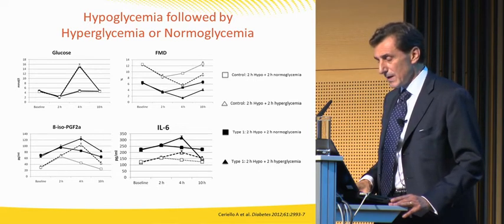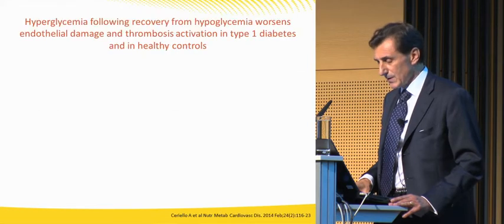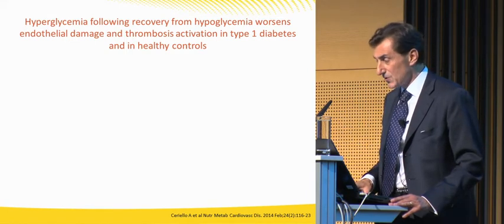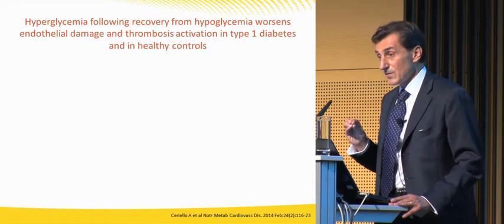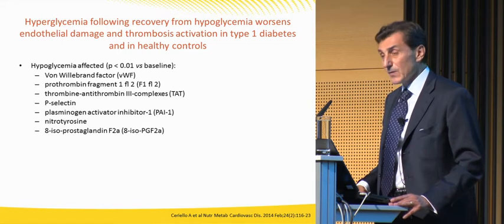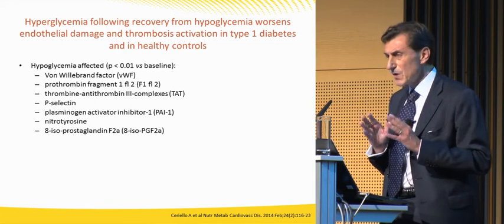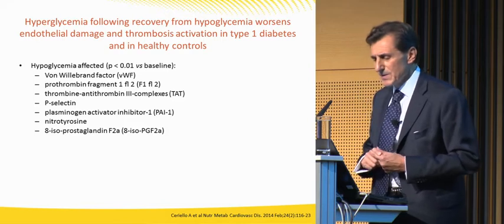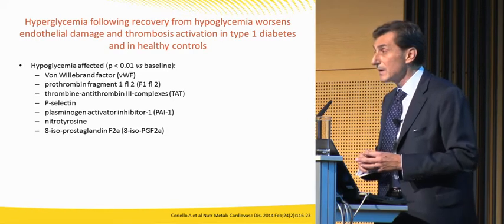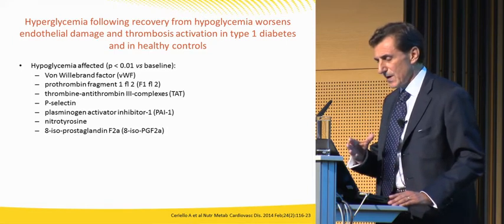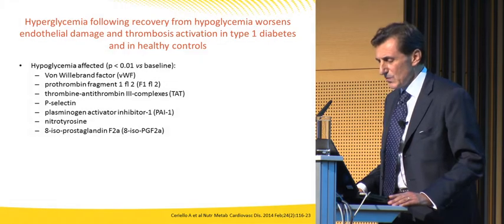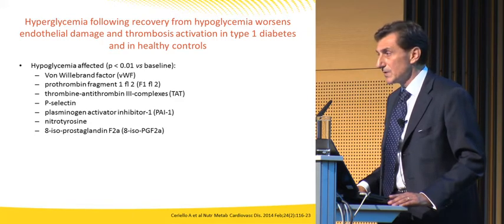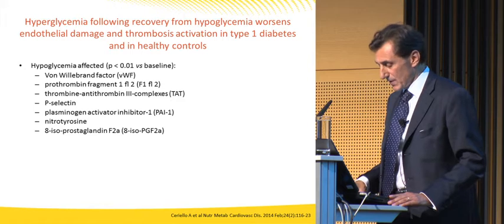This year, we published together some more data on this experiment, and we wanted to look at thrombosis activation, which is the mechanism by which the cardiovascular events can occur. With the same experimental design, we saw that if we induce a hypoglycemia in normal subjects or in type 1 diabetic subjects, we have an alteration of variables like von Willebrand factor, prothrombin fragment, thrombin-antithrombin III complexes, P-selectin, and so on. And these were all significantly altered versus baseline values.